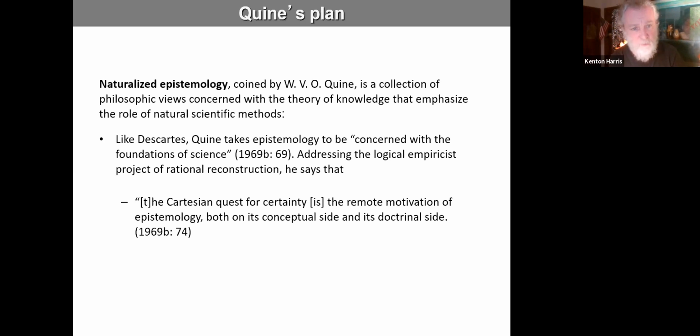He says that, quote, "The Cartesian quest for certainty is the remote motivation of epistemology, both on its conceptual side and its doctrinal side." So he's saying the traditional epistemological questions are worthwhile. And he doesn't fault Descartes for trying to engage in these traditional epistemological questions. He thinks they're mischaracterized when they're seen as being divorced from scientific inquiry and something over and above scientific inquiry.